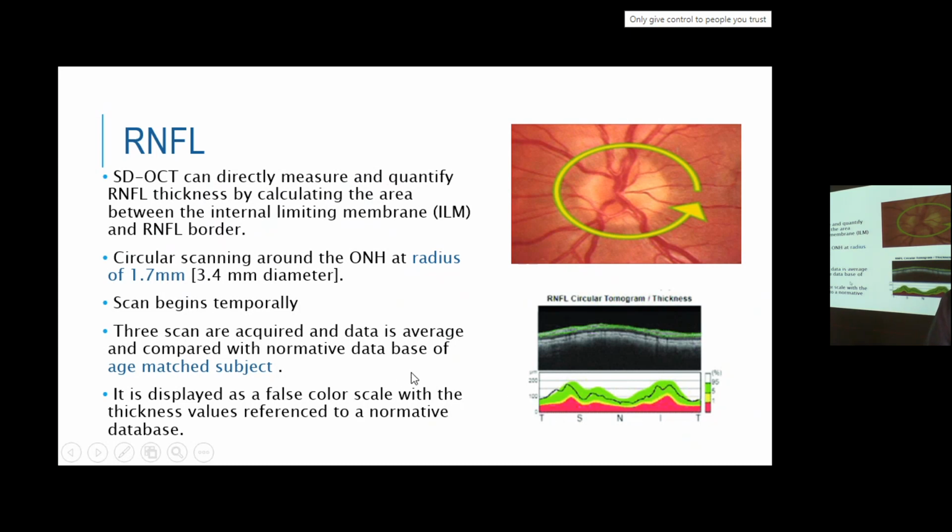The normal values are matched with age, so it's very important to put the date of birth in the machine so the machine can compare the results. As you can see, the green is the normal, the yellow is the borderline, and the red is the abnormal.